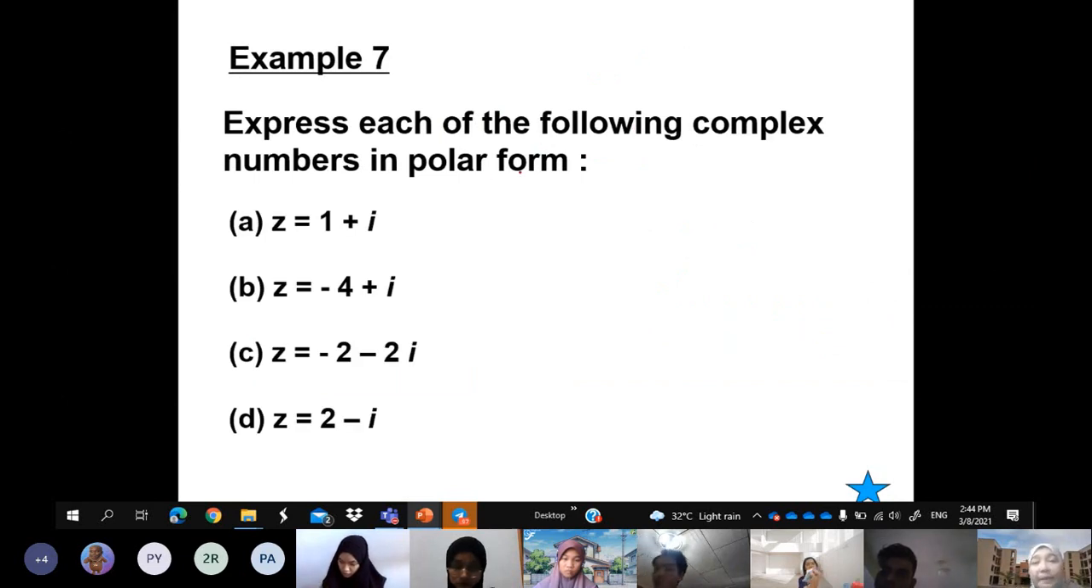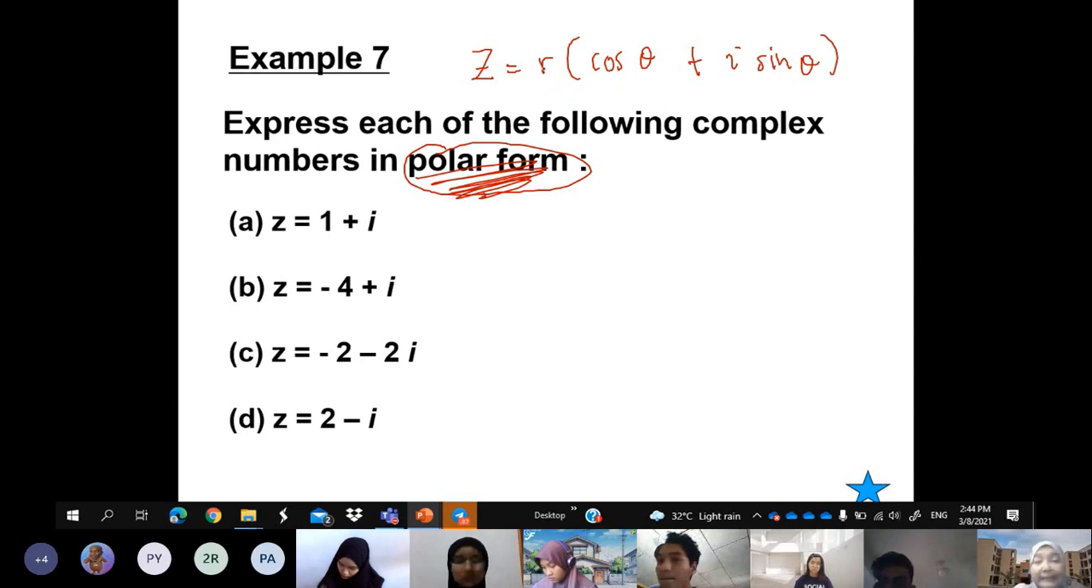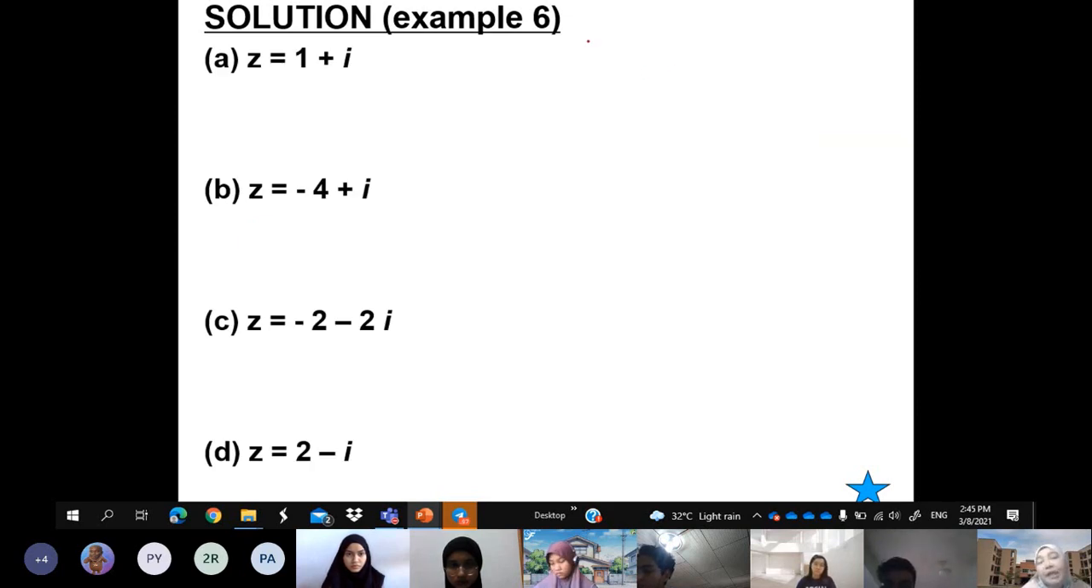Example: express each of the following complex numbers in polar form. The polar form is z equals r, or modulus of z, times cos theta plus i sin theta. Just substitute. You need to find r, or modulus of z, and theta, the argument. Then substitute in the template. This template is named the polar form. This is example 6. So the polar form is z equals r cos theta plus i sin theta.